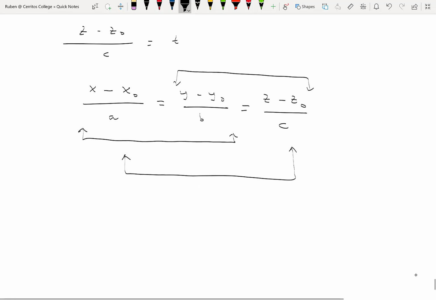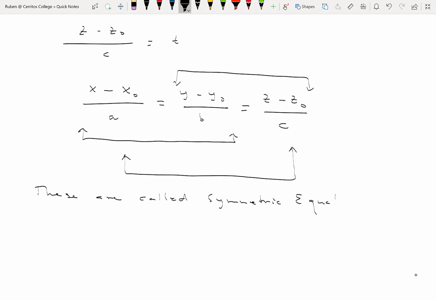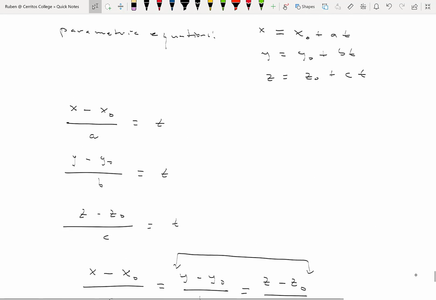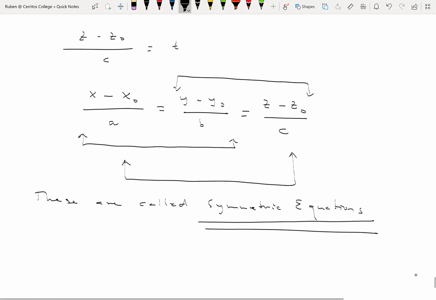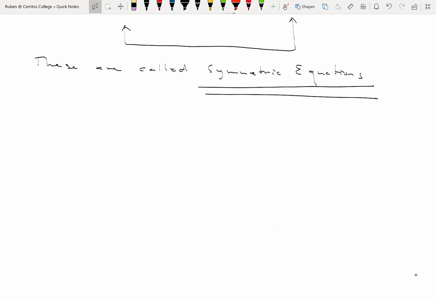These are called symmetric equations. So we can represent lines by what are called symmetric equations, by giving parametric equations, or by giving a vector equation. So one real quick example of symmetric equations.